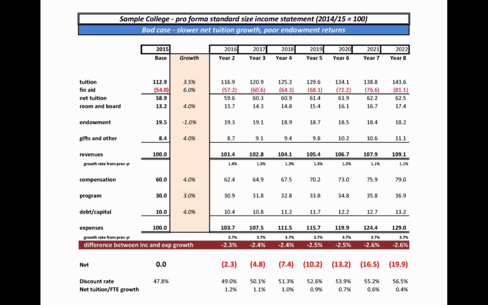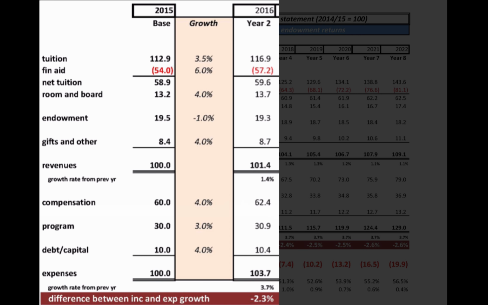So in this particular circumstance, the financial aid growth, as you can see, has moved to 6%. It had previously been 4.5% in the base case. That will then cause the net tuition to grow very slowly because almost all of the dollars from tuition increases are going to financial aid. The second part of this is you'll see the endowment draw is actually shrinking. It shows a growth of -1. That is a result of a 4% return and a 5% spend.